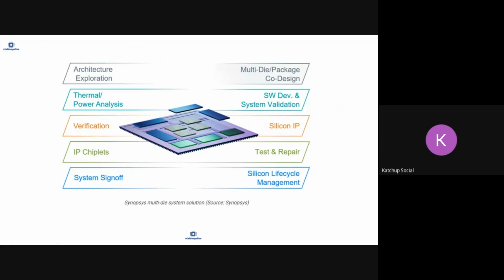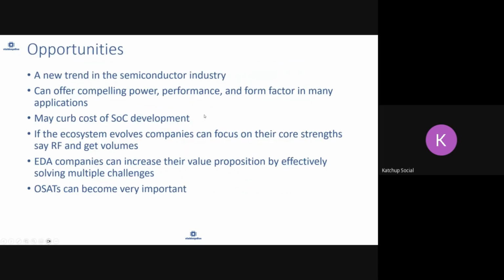So this is one of the sources from Synopsys. There do exist solutions. I'm not saying the solutions do not exist, but I'm saying it's still an evolving area. There are bits and pieces different companies are doing, in different ways. But as it often happens with any new advancement in technology, it's a new trend in the semiconductor industry, so it creates opportunities. It can offer compelling power, performance and form factor in multiple applications. The cost of SoC development going to lower nodes is just increasing, and it can help to curb it down.